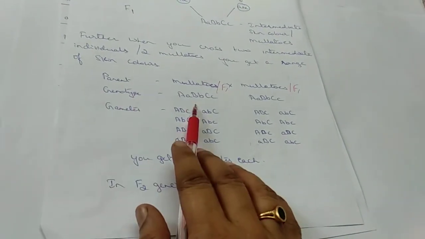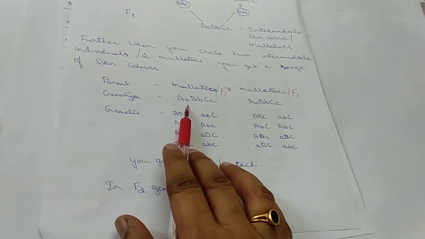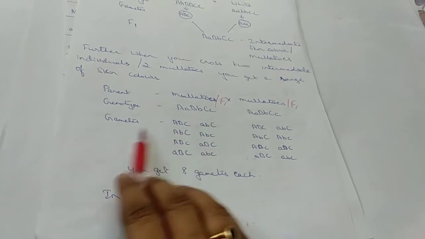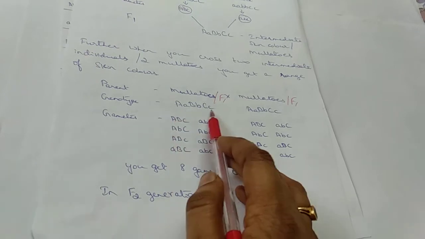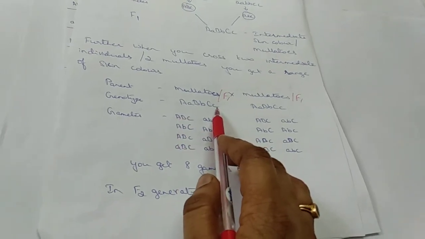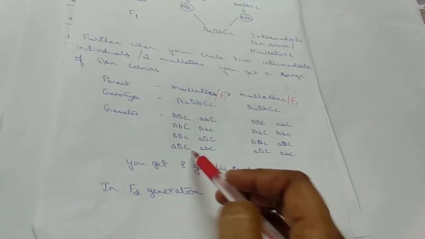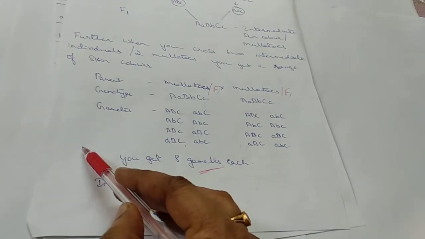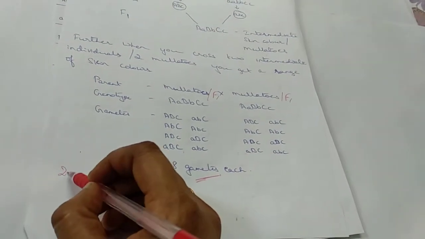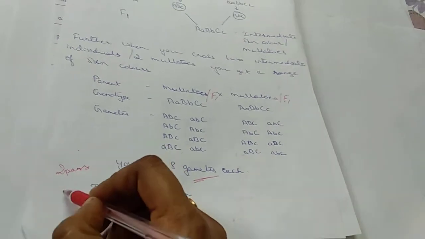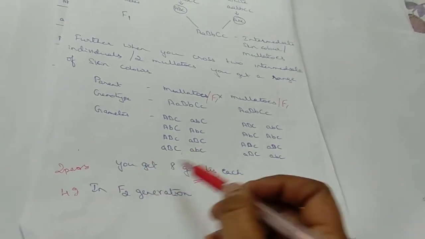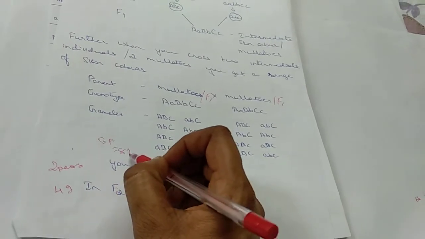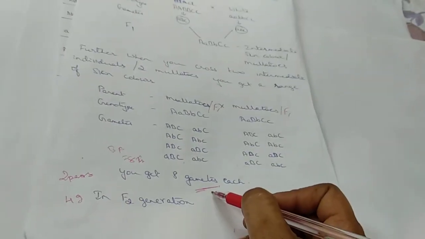The genotype is represented as capital A, small a, capital B, small b, capital C and small c. Since we have taken three pairs of alleles, you are going to get 8 gametes in each. If it is a dihybrid cross, we take 2 pairs, and 2 pairs means we get 4 gametes. So here it is 3 pairs and we get 8 gametes.